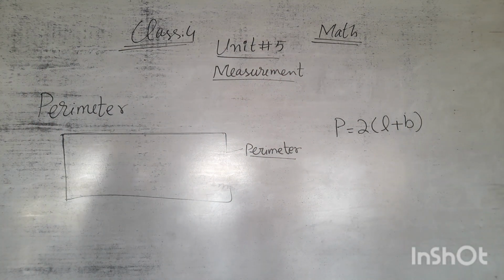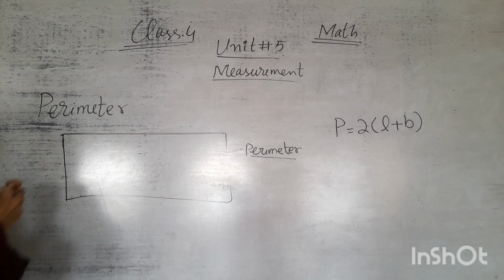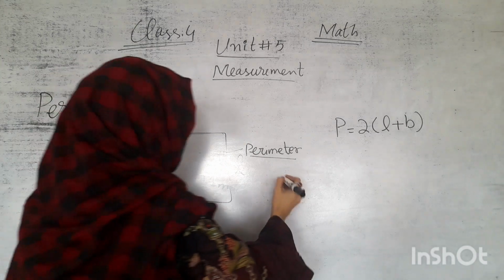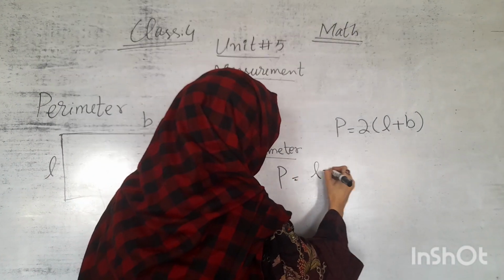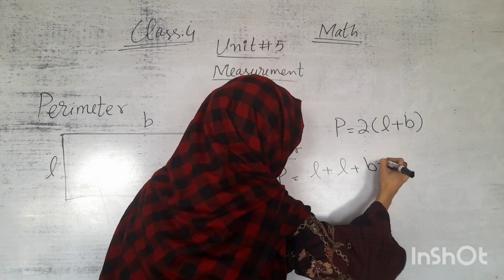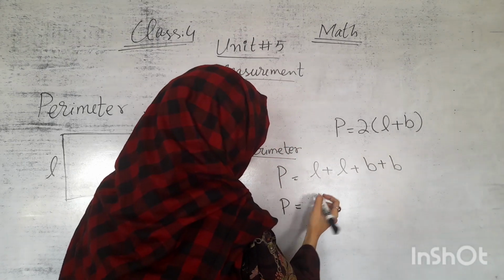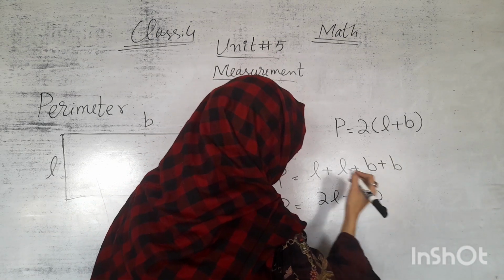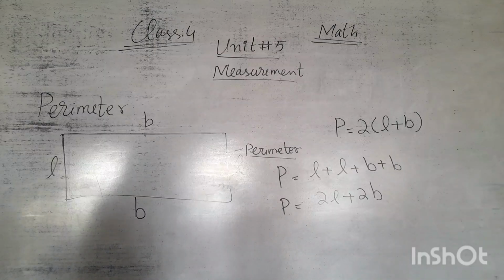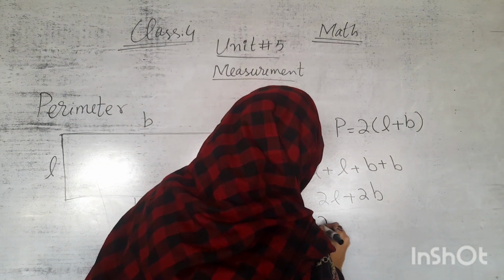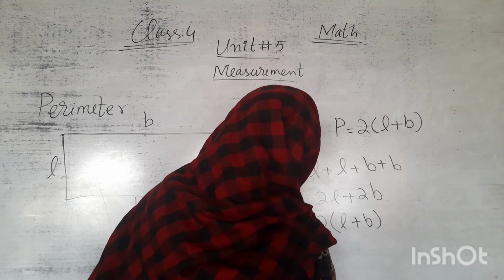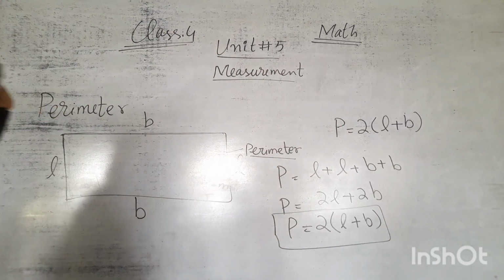Tell me Haris, how will we derive this formula? Good. In this figure we have 2 lengths and 2 breadths. L plus L is equal to 2L, plus B plus B is equal to 2B. If we take 2 as common, then L plus B. So this is our formula of perimeter.